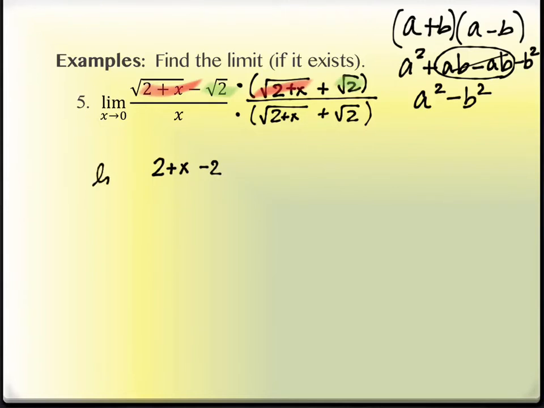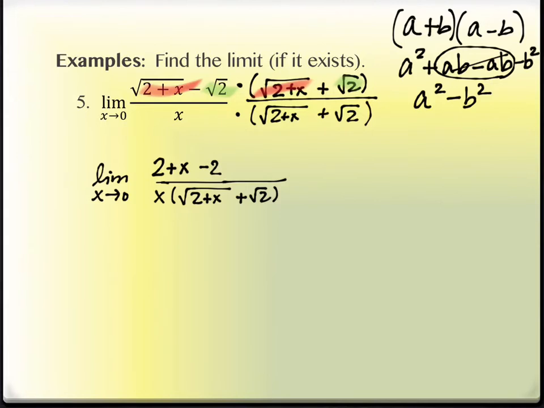All of this is the limit as x goes to 0, and the denominator stays the same. Like, as in, I'm not going to distribute it through, is what I mean to say. So I'm going to leave it as the x, and then times the square root of 2 plus x, and plus the square root of 2. Okay, is that all right?